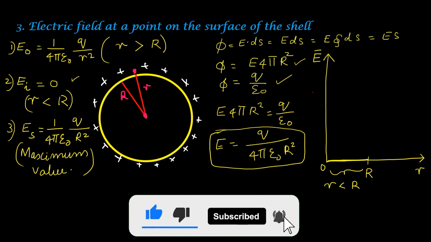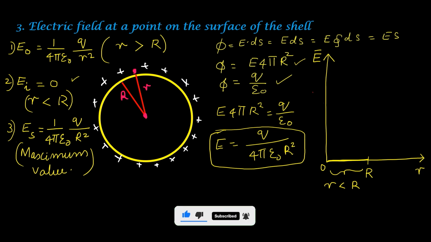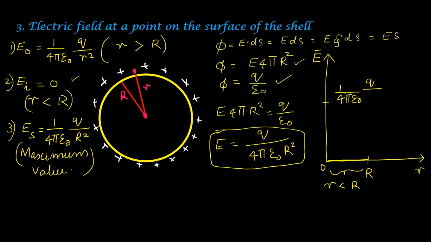On the surface, electric field is maximum. What is the expression? 1 by 4 pi epsilon naught Q by capital R square. That is the value. This point has this value of electric field on the surface. After this point, when the distance of the point increases, electric field goes on decreasing.